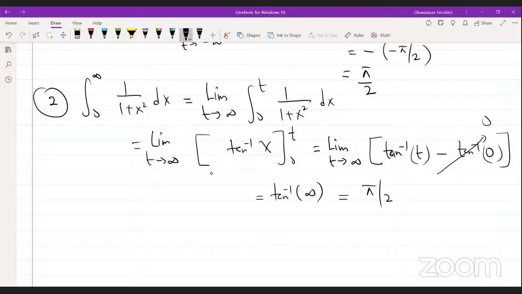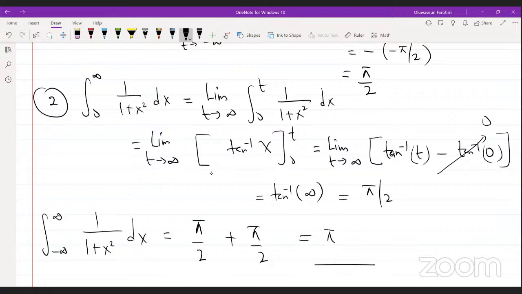But remember, the major question we're trying to solve is this guy, which split into 2 parts. The first part gave us pi over 2. The second part gave us pi over 2. So what does that mean, guys? This integral is just pi. Absolutely amazing, guys. Now you see how powerful this notion is with respect to the improper integral.